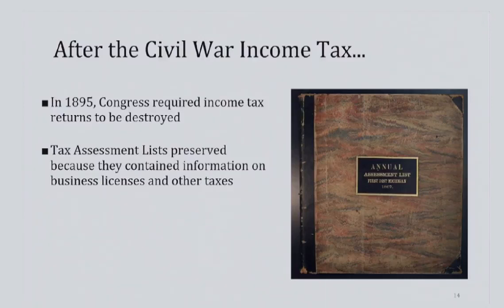In 1895, after they were declared unconstitutional, Congress required income tax returns to be destroyed. The tax assessment lists were preserved because they contained information on business licenses and other taxes.